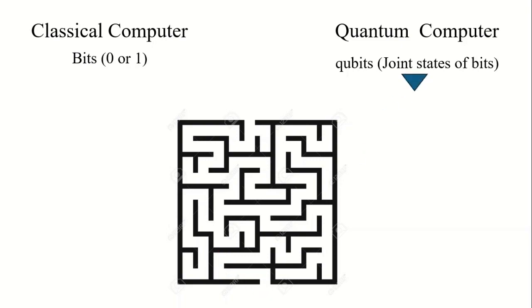In a quantum computer, multiple bits can exist together. These are called qubits. Qubits are joint states of bits. So in a quantum computer, these qubits will work together to find the solution of this maze. So it is relatively easy and less time taking.